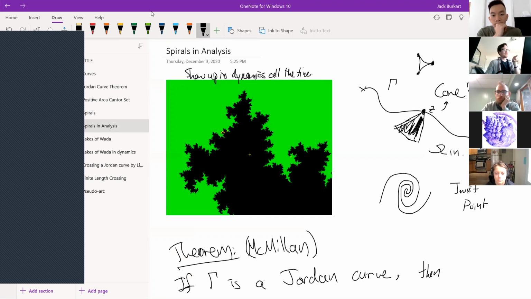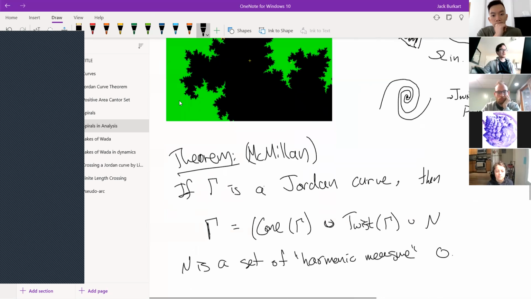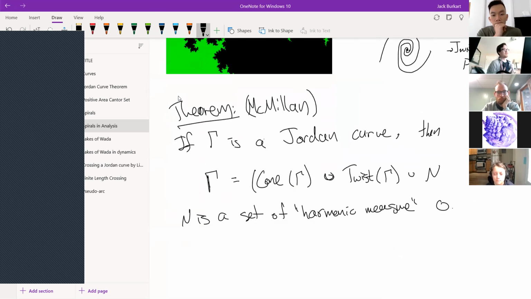And I'll call one of these points where we spiral around and we have winding number that goes off to infinity, and we have winding number around in the other direction that goes to negative infinity, any point on the boundary of such a Jordan curve is something that I'm going to call a twist point. And it makes sense. You're twisting this way and then you twist that way. It's an old theorem of McMillan in complex analysis. It's called McMillan's twist point theorem.